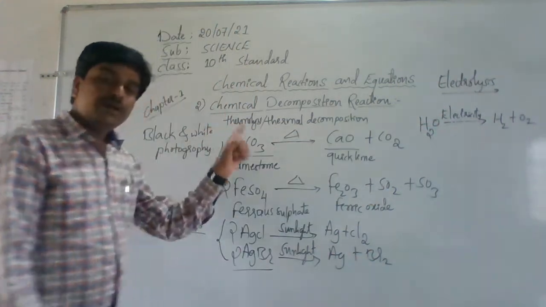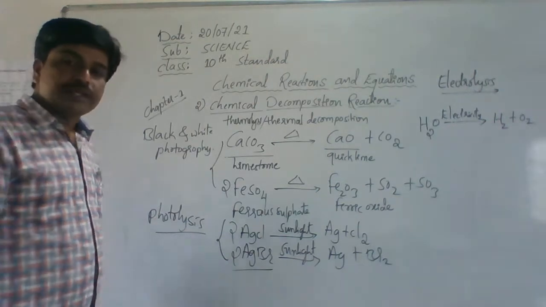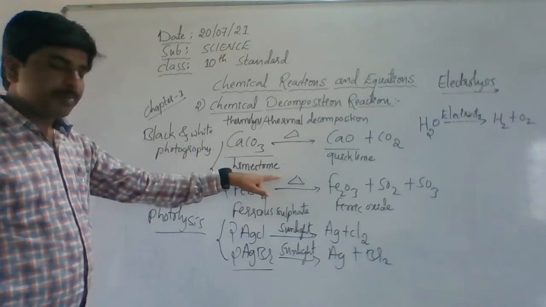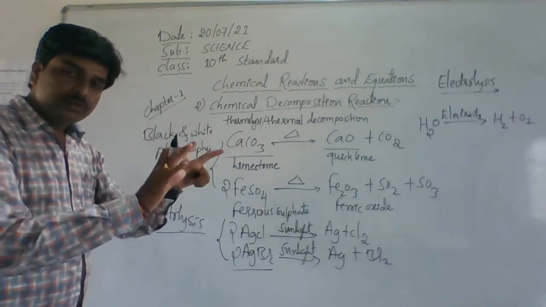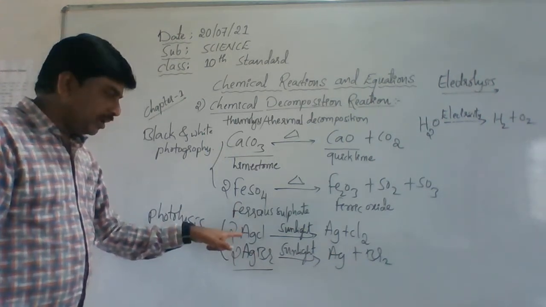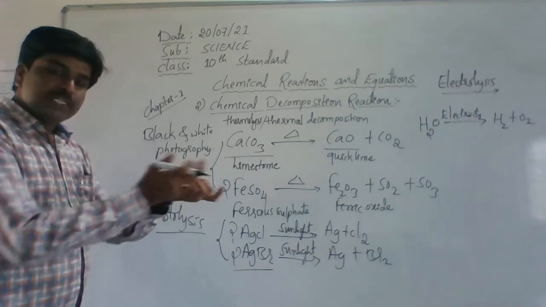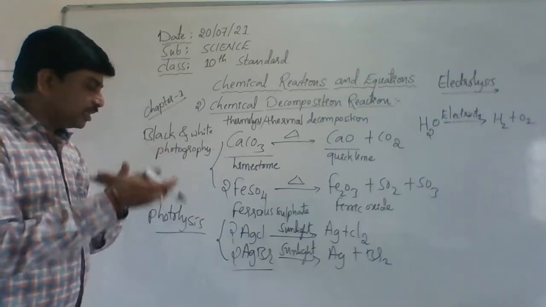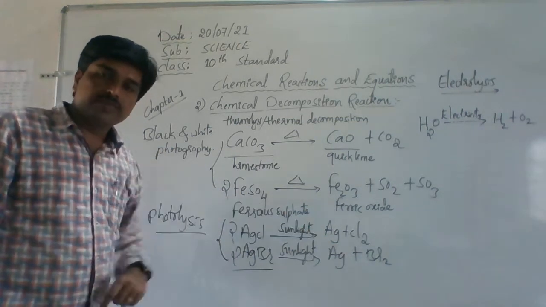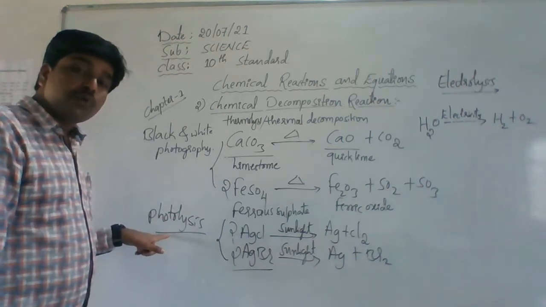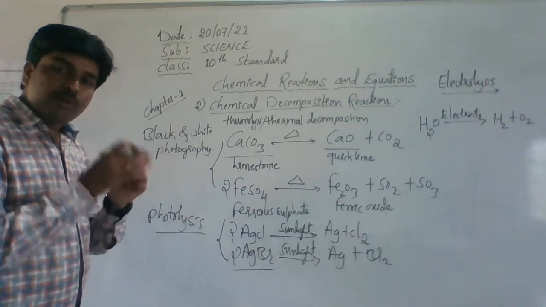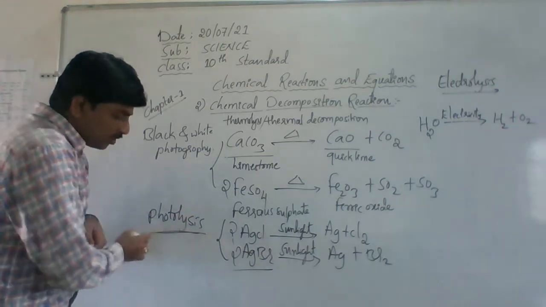See, so these are the types of chemical decomposition reactions. The first one is thermal decomposition or thermolysis. Here we break down the compounds by just giving heat to them. Understand? In the second case, photolysis is there. Here two compounds, especially silver chloride and silver bromide, when we expose them to sunlight, break down to form silver and chlorine, silver and bromine. Understand? So this process we call photolysis. Photo means light. Lysis means breakdown. We break down the compound with the help of sunlight. Hence it is called photolysis.